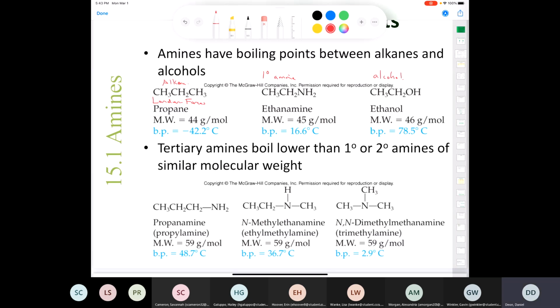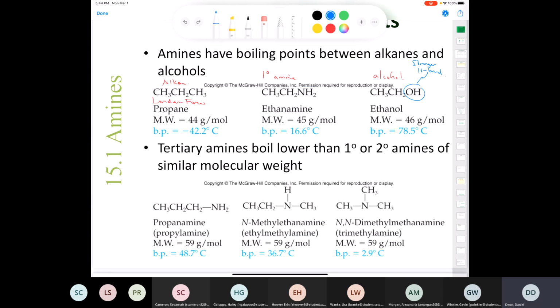The ethanamine and the ethanol both experience London forces. They both experience dipole-dipole forces, but they also possess hydrogen bonding in both of them. Okay, there's hydrogen bonding here and there's hydrogen bonding here. But the hydrogen bonding in an alcohol is stronger. So if we just write stronger hydrogen bond, that's all there is to it. Again, the primary amine can hydrogen bond, it's just not as strong.